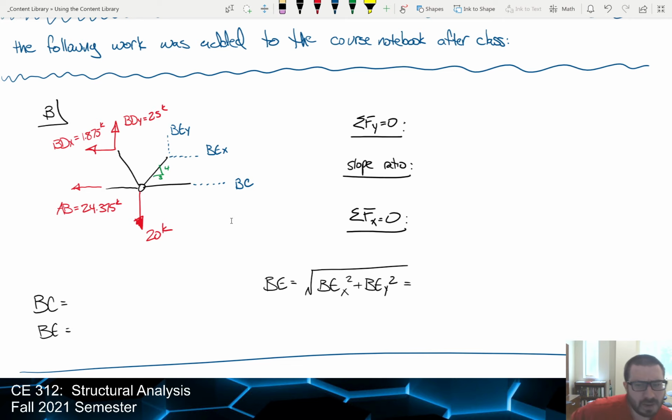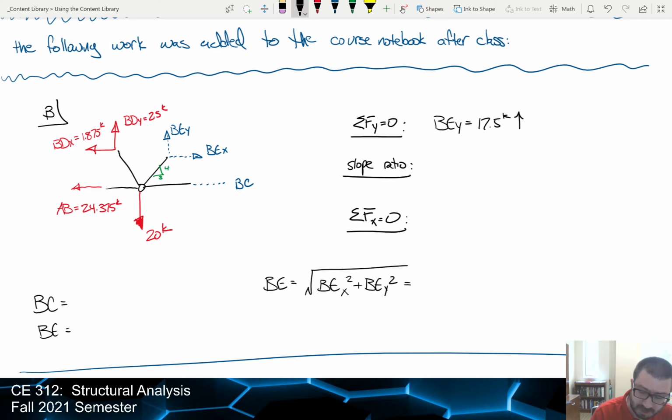Okay, so we have our joint and we've got our unknowns that we need to solve for. I'm going to do this somewhat quickly. Let's look at our unknowns. We have 2 horizontal unknowns and 1 vertical unknown. So we'll do the sum of forces in the y direction first. If I've got 2.5 kips going up from BDY, then BEY has to be 17.5 kips going up. So that force right there on BEY is going up. And if BEY is going up, that means that BEX is going to the right.